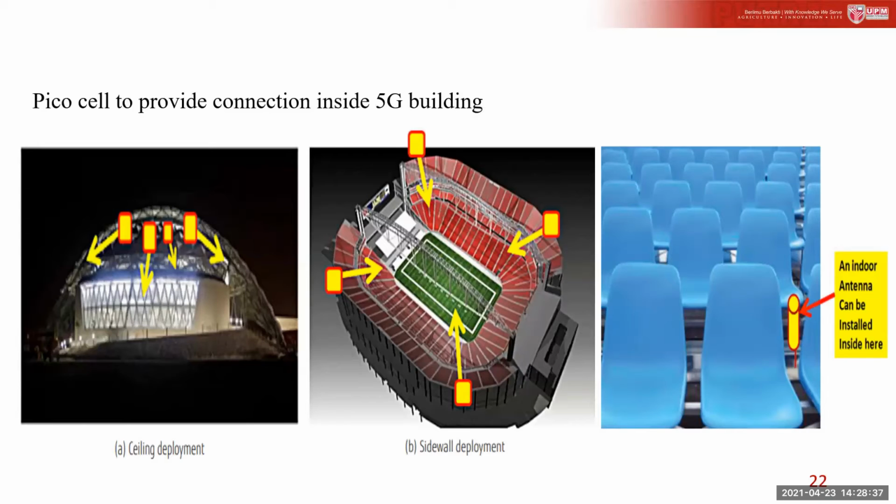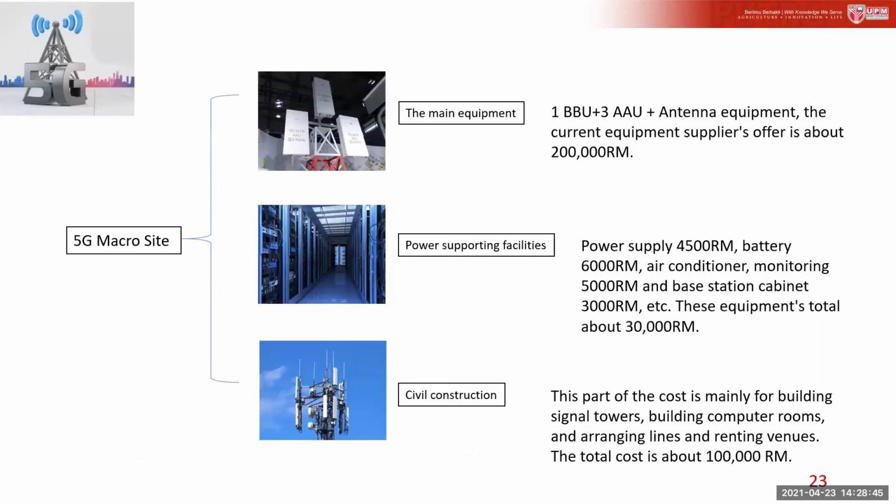Pico base stations are often used indoors, such as meeting rooms and small report halls. Next, this part is 5G micro base station cost. It is divided into three parts. The main equipment costs 200,000, the power supply and team facility cost 30,000, and civil construction. This part costs mainly for building signal towers and building computer rooms and others. The total cost is about 100,000.